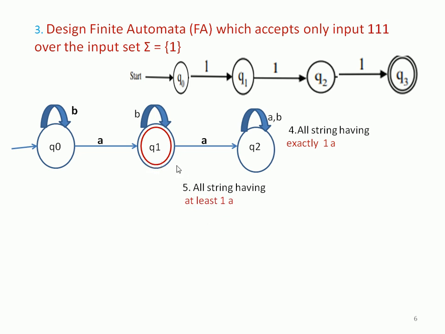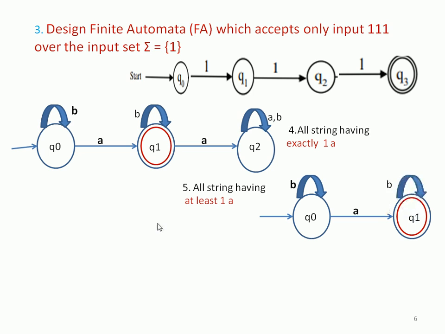One more example: all strings having at least one A. Similarly, you can start with the initial state called Q0. On input B, it remains in the same state, and on input A it goes to Q1. At Q1, on A or B, it remains in the same state. So all strings having at least one A can be accepted by this machine, right?